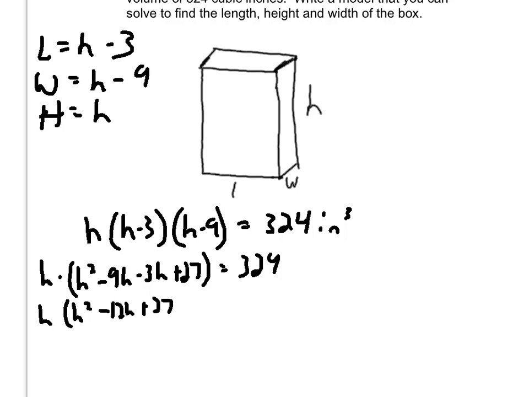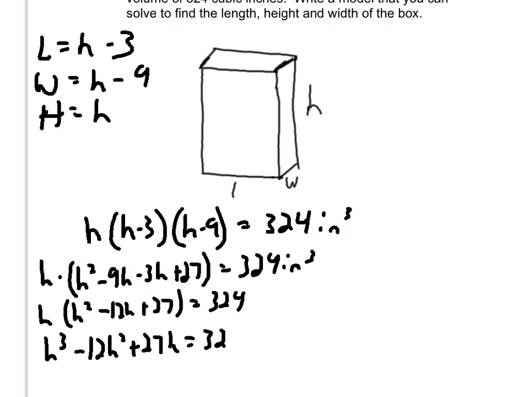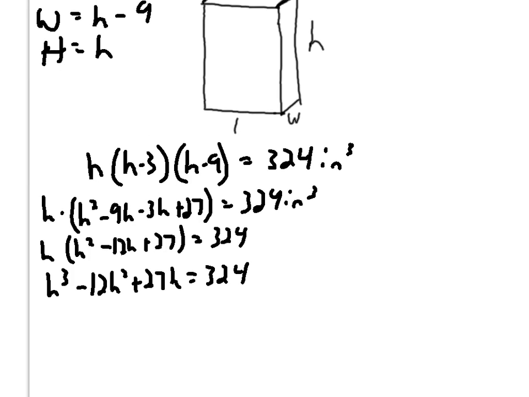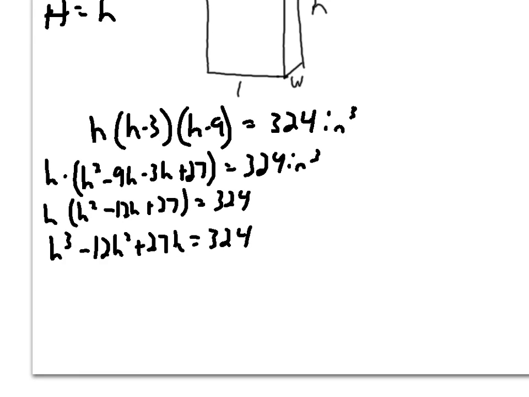And we forgot about this. Equals 324. Okay? Now we'll go ahead and distribute this out. So it's going to be h cubed minus 12h squared plus 27h equals 324. Now I've got an expression that I can set equal to 0. Okay? So I'm going to subtract 324 from both sides and get h cubed minus 12h squared plus 27h minus 324 equals 0.